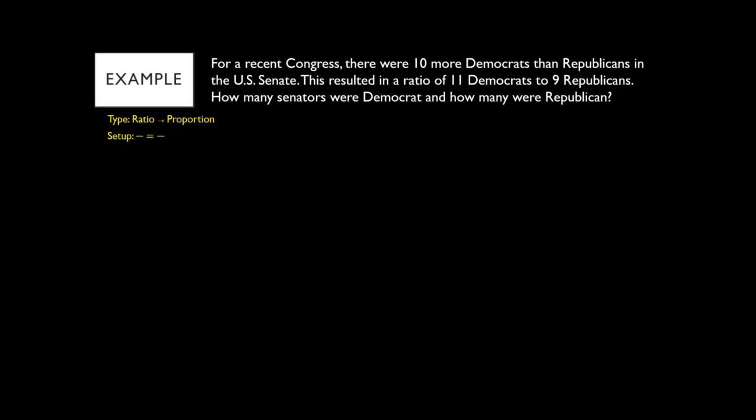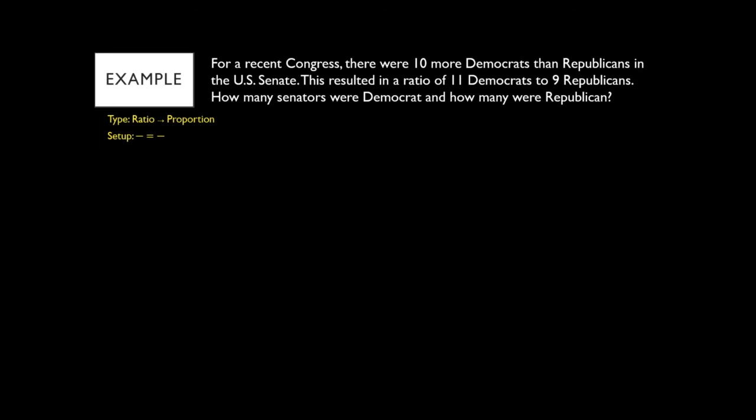This one's a little more complicated, but it's still set up with a proportion because we have a ratio. For a recent Congress, there were 10 more Democrats than Republicans in the US Senate. This resulted in a ratio of 11 Democrats to 9 Republicans. How many senators were Democrat and how many were Republican? Of course, this is assuming that there's no one of a third party. These are just made up numbers, but we can do this the same way.